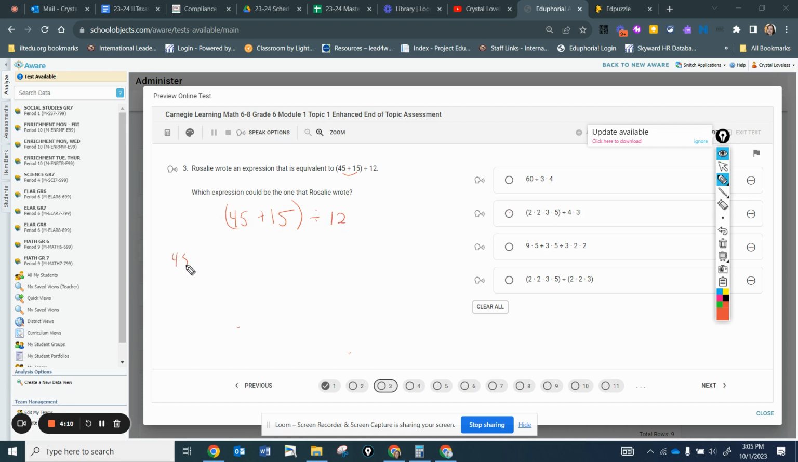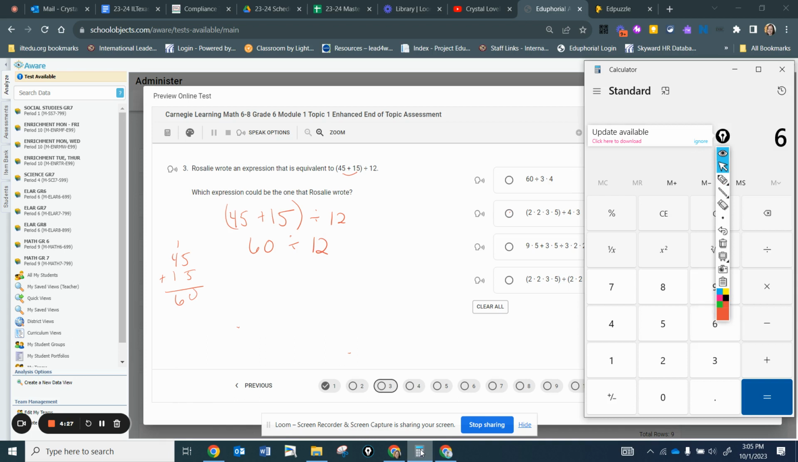So 45 plus 15 is 60. 60 divided by 12. Okay, we can use our calculators. 60 divided by 12 equals 5. So we need to figure out which one of these equals 5 also. Let's look at this one right here. 60 divided by 3 times 4. Now, multiplication and division come at the same time, so I've got to do the division first because it comes first in there. So I'm going to use my calculator.